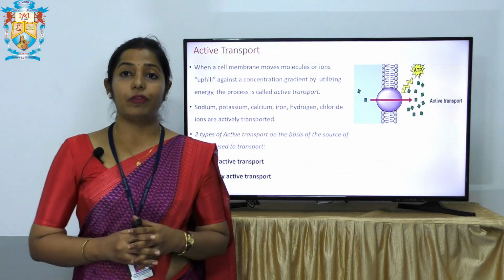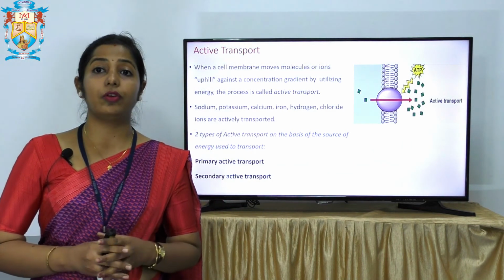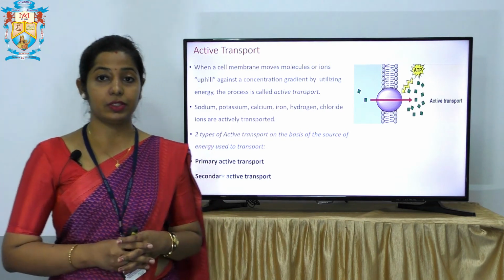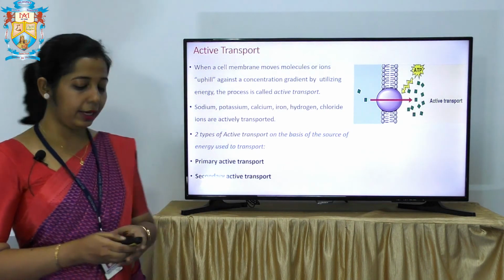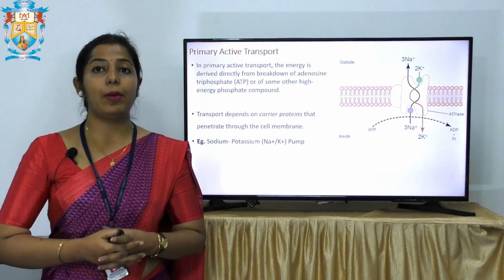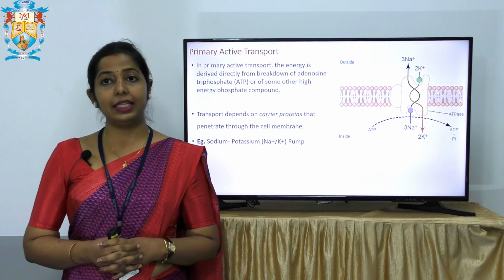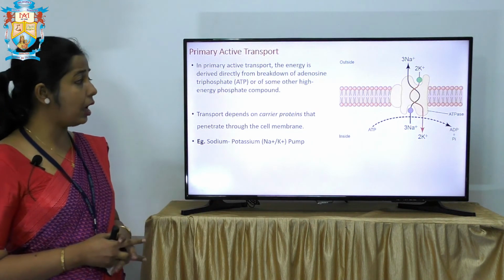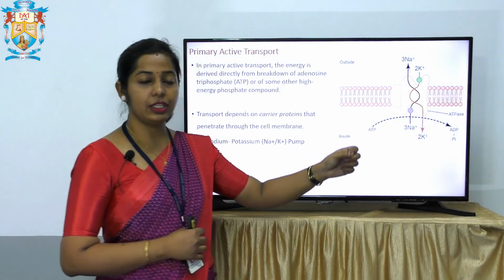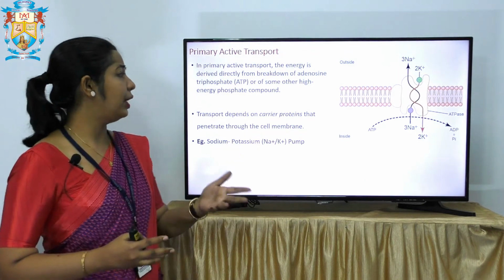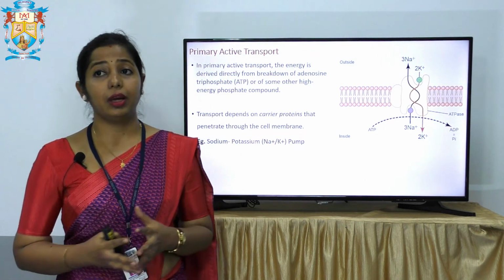There are two types of active transport on the basis of the source of energy used to transport. First is primary active transport, and the next one is secondary active transport. Now, what is primary active transport? In this case, the energy is derived directly from the breakdown of ATP, that is adenosine triphosphate, or some other high energy phosphate compound.